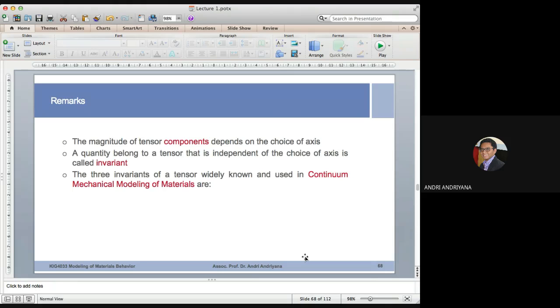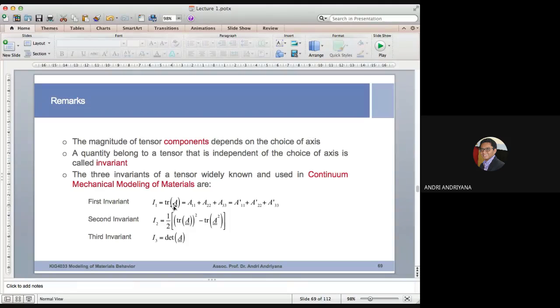Here for a second order tensor, for the purpose of our materials modeling, there are three most widely used invariants of the tensors. These three invariants are independent of the choice of the axis. Later we will go into more detail when we learn about hyperelastic materials. So the first invariant is the trace of tensor A, the sum of diagonal components. If you take the sum of diagonal components, it will remain the same, either you express it with the old components or with new components. The sum of the three normal components will always be the same. This is the invariant.